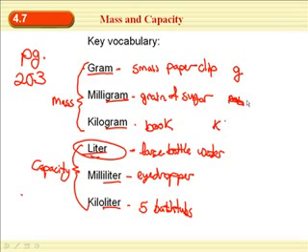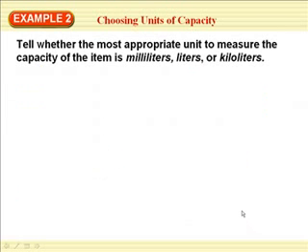Milligram, sorry, I'm thinking of too many things at once. Milligram is mg, and kilogram is kg. All right, liter is a capital L. Milliliter is the little m and the big L, and kiloliter is a small-case k and then the capital L. All right, so put those in your notes too. It's nice to have those.